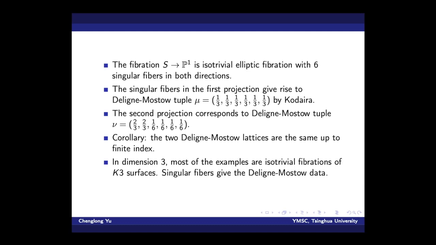So in dimension three, if our base is P1 cross P1 cross P1, then most examples are also related to the Deligne–Mostow theory by taking fibration. Now in this case, the fibers are K3 surfaces with maximal Picard rank, which is equal to 20. And they also have some singular fibers. If you study the same or similar theory of Kodaira on elliptic fibration, you will find those singular fibers give you the corresponding Deligne–Mostow data. So we have a list of those data. And using this, we can also prove some Deligne–Mostow lattices are the same up to finite index.